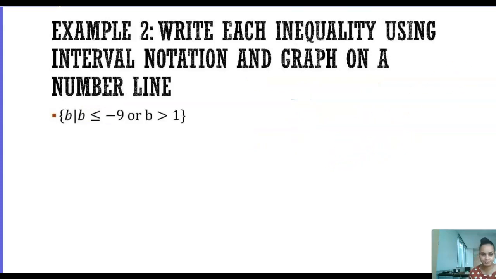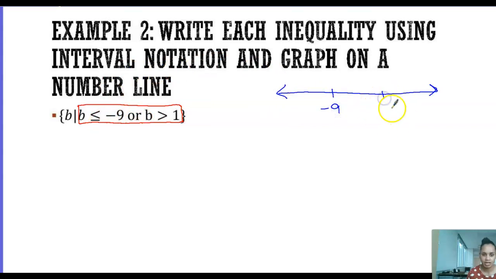Let's try another one. We're going to write this inequality on a number line again. So again, all you really need to focus on is what's inside the curly brackets. This notation is called set notation. We'll get more into detail about that a little later. So let's go ahead and put it on the number line first. I have -9 on here. Think about where that might be on a number line. And then 1 would be bigger, so I'm going to put it on the right.